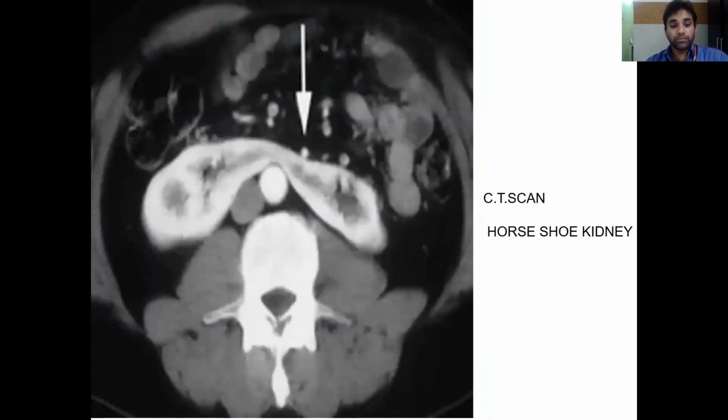Horseshoe kidney. Horseshoe kidneys are the most common type of renal fusion anomaly. They render the kidney susceptible to trauma and are an independent risk factor for the development of renal calculi and transitional cell carcinoma of the renal pelvis.